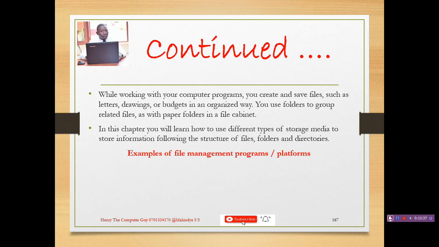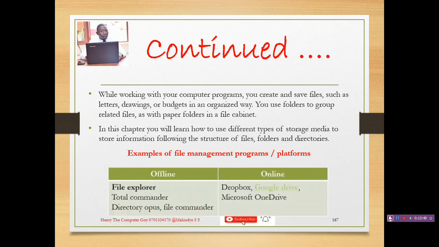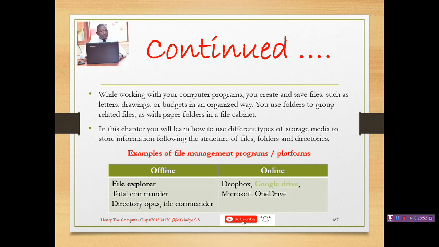So let's look at some of the examples of file management programs or platforms. Remember, they can be either offline or online, whereby the offline can be used without internet and the online have to be used when you have internet on your computer. We have a table here that tries to tell us some of the items that we have, offline and online. On this side we have the offline and on this side we have the online. Let's begin with the offline. We have the File Explorer, Total Commander, Directory Opus, File Commander and others. Then on the side of online, we can have Dropbox, Google Drive, Microsoft OneDrive.